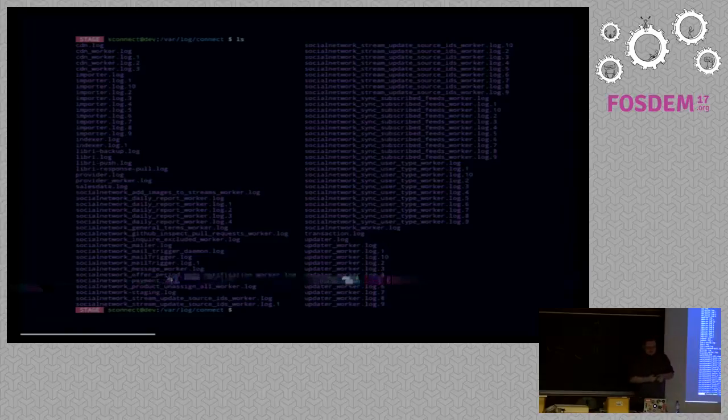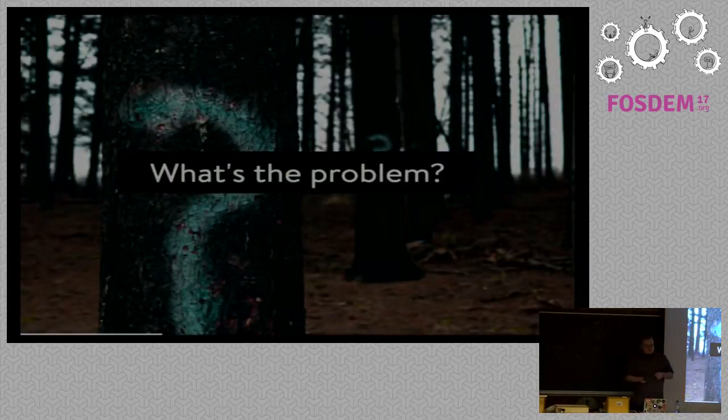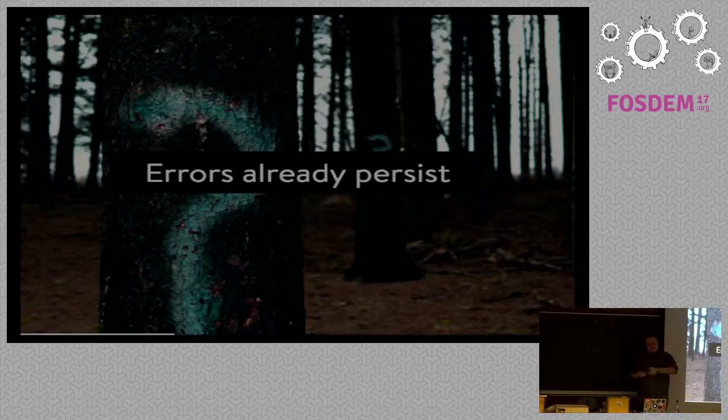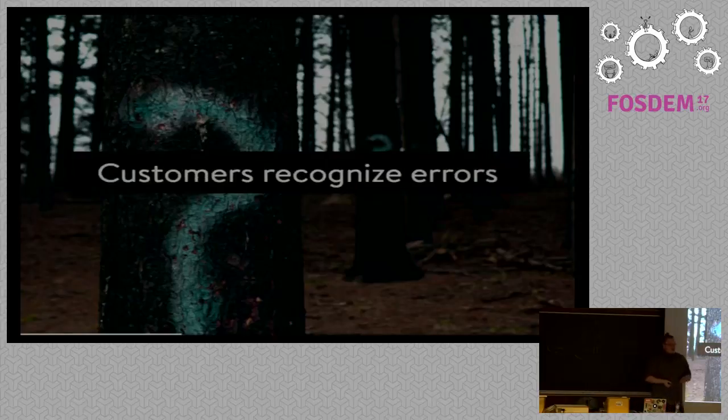But what's the problem? The errors already exist. If you get feedback from someone that something's crashed, it already crashed. So that's bad. The error already persists. So if the synchronization is not working, it was not once not working, it's not working right now, and that's not good. Customers recognize errors, so they lose trust in your application. If this happens more than once, they will probably become pretty angry. And if they have to tell you that something is wrong, then they can't have trust that you can fix anything beforehand, that you have control over your application.